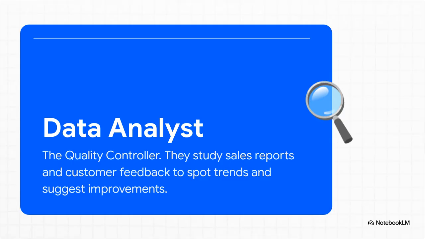First up, we have the data analyst. Now, I want you to think of them as the restaurant's quality controller. They're obsessed with what's happening right now and what happened last week. They're the ones digging into the sales reports, seeing, whoa, the steak frites is flying out the door, but nobody's ordering the salmon. They're reading every single customer comment to figure out why. Their whole job is to spot those trends and go to the chef and say, hey, we should double down on the steak and maybe rethink that salmon recipe.